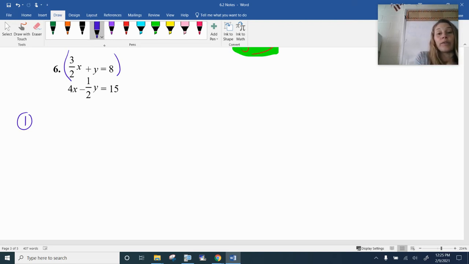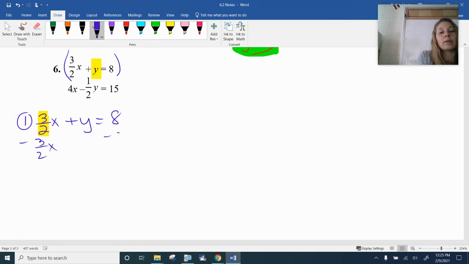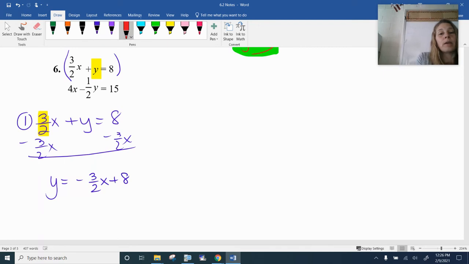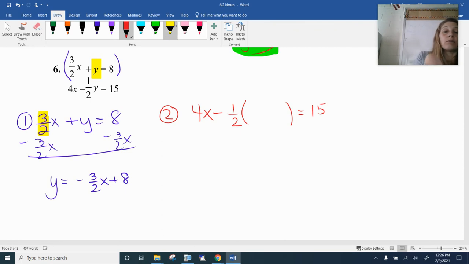All right, so let's just work with the fractions so you guys can kind of get the hang of it if that happens. All right, so when I get my y by itself, we have 3/2 x plus y equals 8. We're going to subtract 3/2 x. So we have y equals negative 3/2 x plus 8. So now I'm going to go to step 2 and I'm going to have to substitute that in for the y, right? So this negative 3/2 x plus 8 is going to go in for that y.